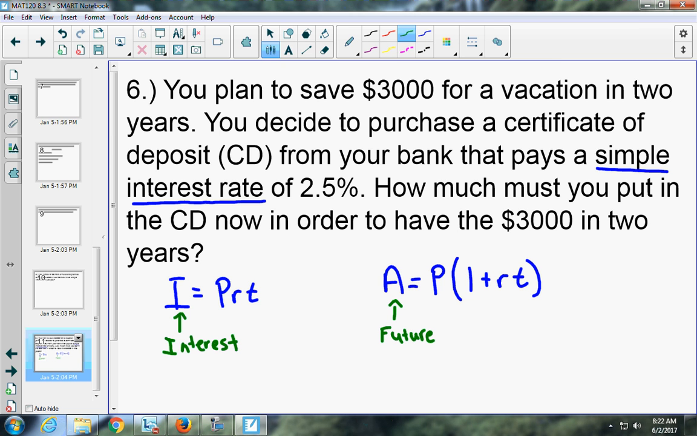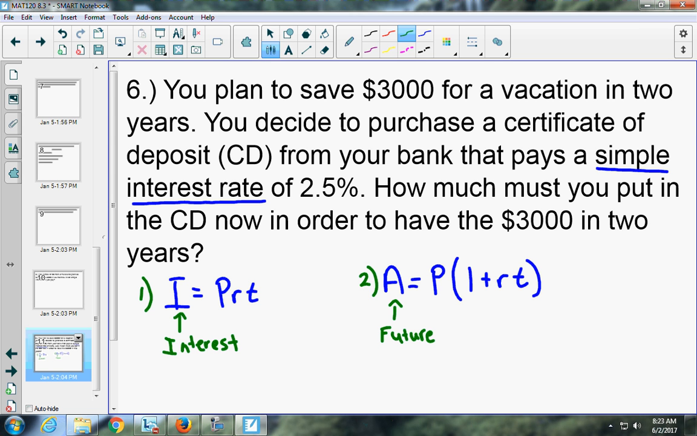So we can decide which equation to use based on the information they give us and what they're asking us for. We need to check, are they asking us or giving us the total interest earned? If that's true, we would use this first equation. Or are they telling us or asking us how much money we need or we're going to have in the future? If that's the case, we need to use this second equation. I'm going to reread the problem and look for any keywords to help me figure out which equation to use.